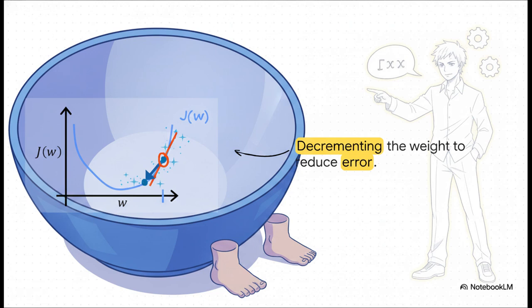Let's try to visualize this physical intuition for a moment. Imagine the cost function is this giant bowl, and our goal is to reach the very bottom, where the error is lowest. Now, if our current position has a positive slope, meaning we're on the right side of the bowl looking up, the calculus derivative is a positive number. So, by subtracting a positive number, our algorithm steps backward. It decrements the weight, safely sliding down the valley of error to the left.